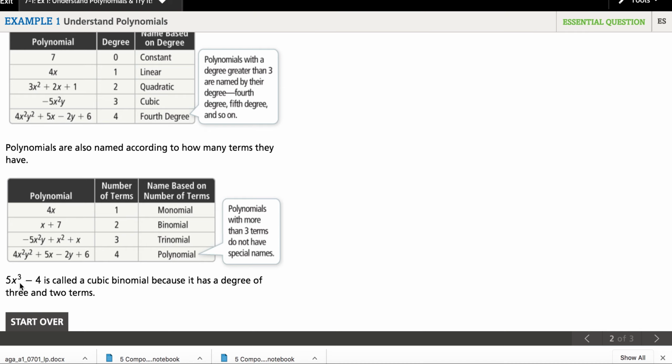5x cubed minus 4 is called a cubic binomial because it has a degree of 3, as you see here, degree of 3, and 2 terms.